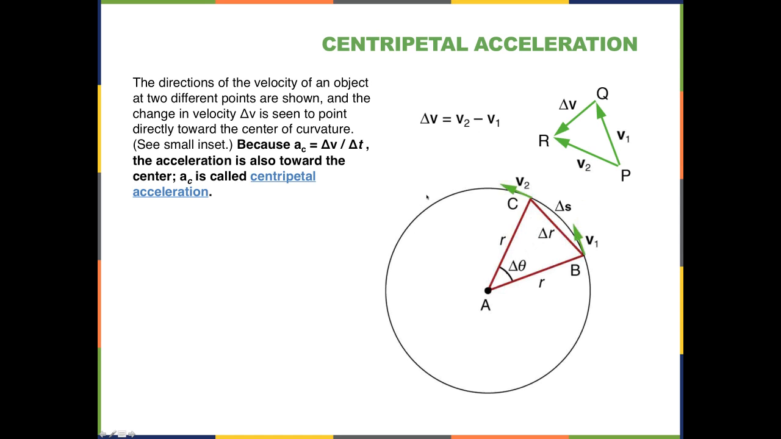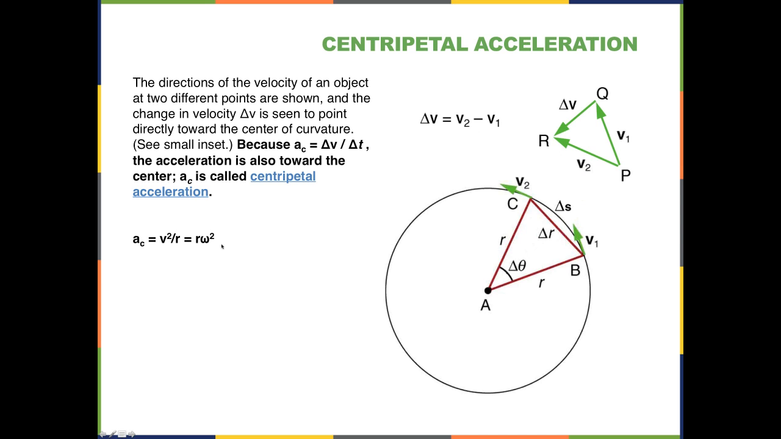Since the direction of velocities change at two different points, there is a delta v, and it's related to the center of the curvature of the circle. And you can see this is the diagram that shows that. And since acceleration subscript c for centripetal acceleration is delta v over delta t, the acceleration is directed toward the center. And it's called centripetal acceleration.